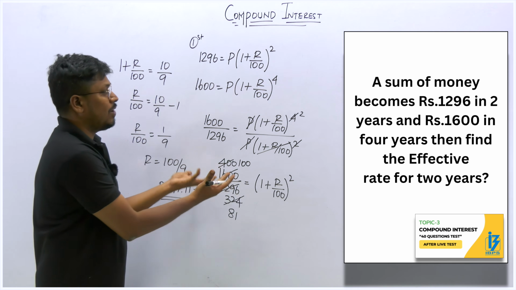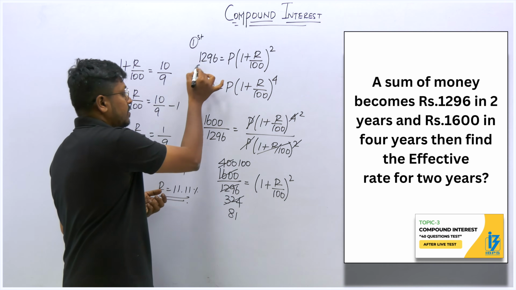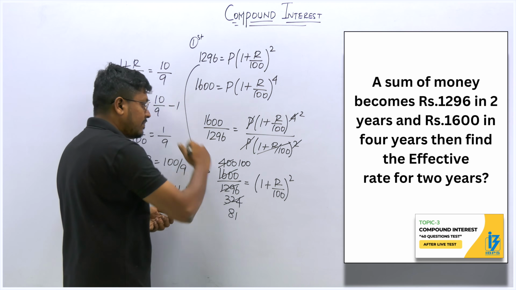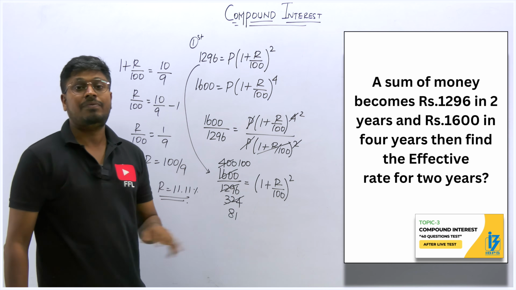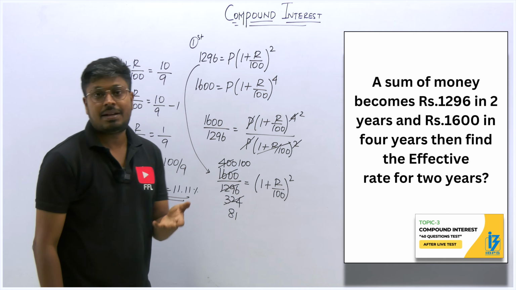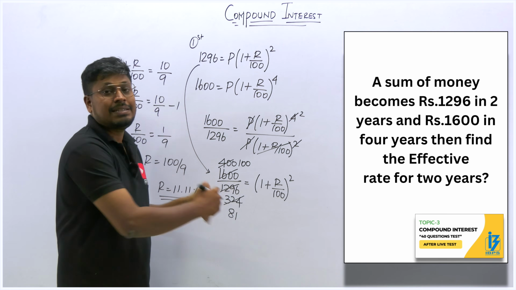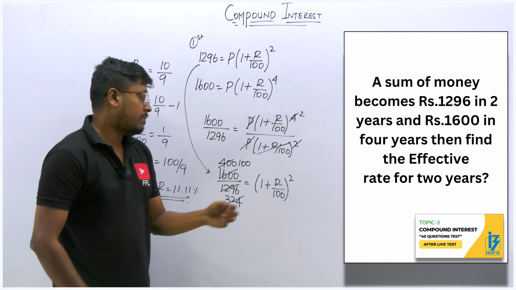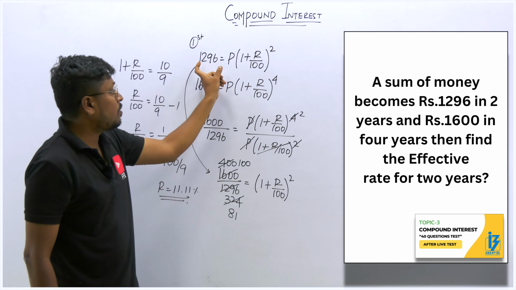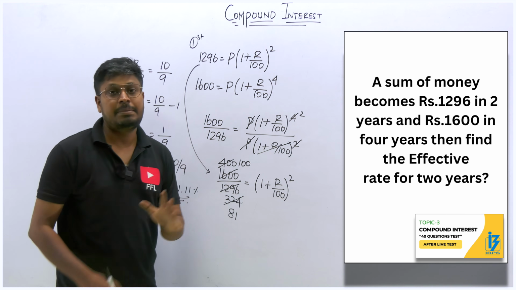This is the stuff we learned on compound interest. For finding the rate of interest, you don't need to substitute into the equation like we did in the previous question. In the previous question we substituted the first equation because we needed to find the principal. But here our target is to find the rate of interest. If we needed to find the principal here, the same logic would apply. We know 1 plus r by 100 the whole square value will be 1296 by p. So substitute 1296 by p here instead of this value and then find the principal.